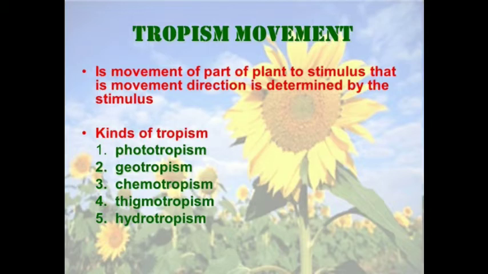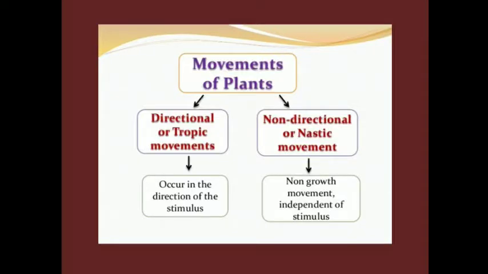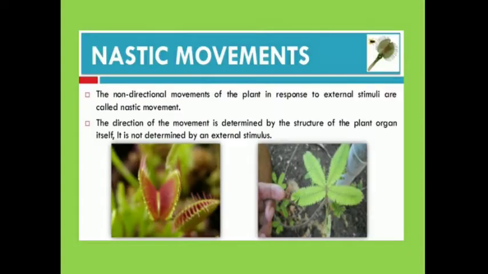Right. So this is the topic that we came across in the previous class, and in today's class we are going to see the new topic, that is nastic movement. Actually, both the trophic and nastic movements come under the movement of plants, right? Under that, the first type is trophic movement that we have seen in the previous class, and in today's class we are going to see about the nastic movement. That is the plant movement independent of the direction of the stimulus. Right. So we will see a little detail about the nastic movement today.